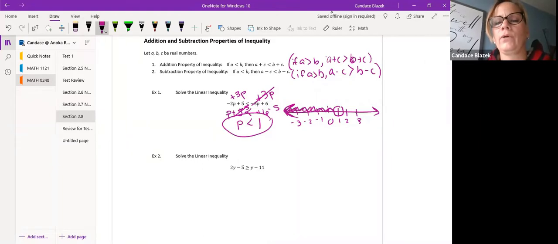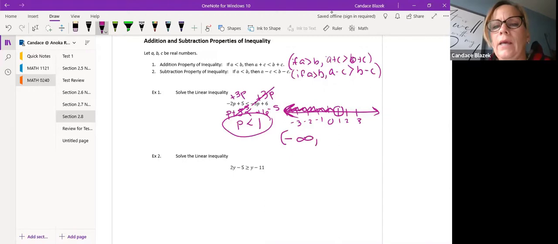All of those values. Now to write this in interval notation, it's going to go to the left forever, and that's negative infinity. So I would do a curved parenthesis on negative infinity, and then it continues, because that's what that arrow means, and it continues all the way to 1. And then I do not include 1, so I put that curved parenthesis.